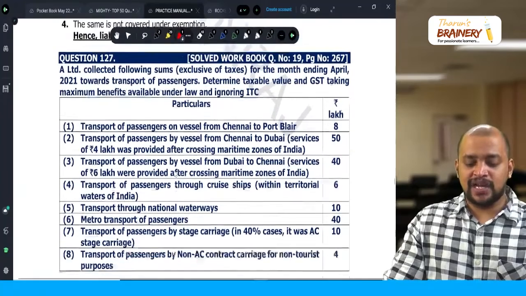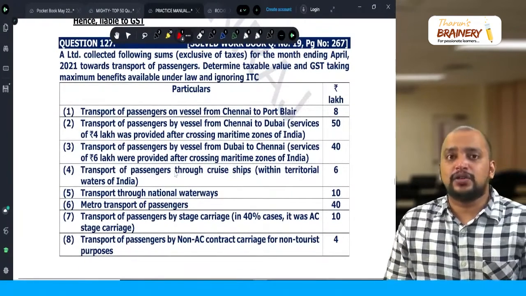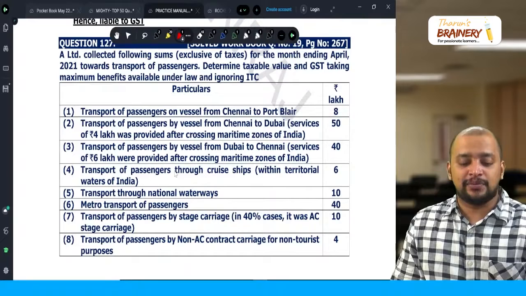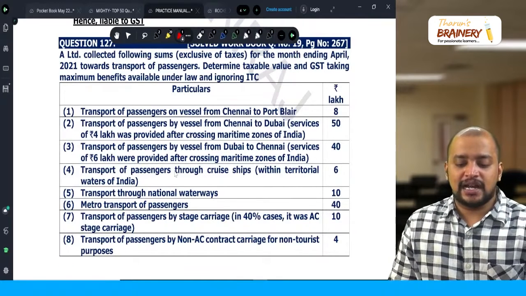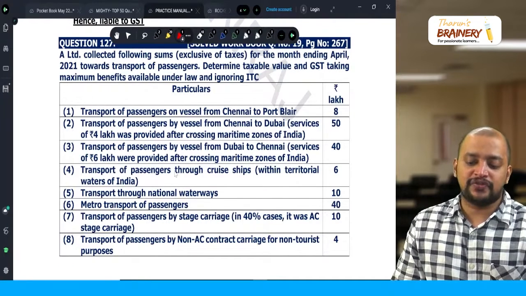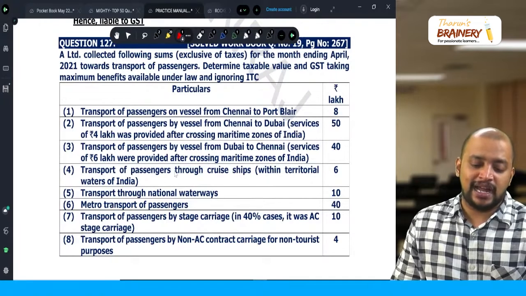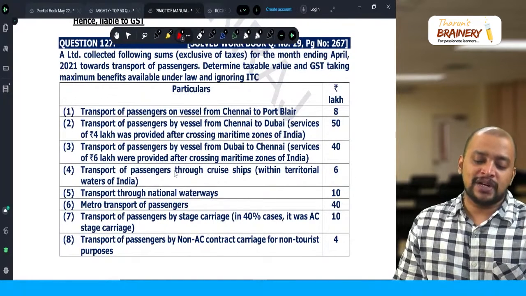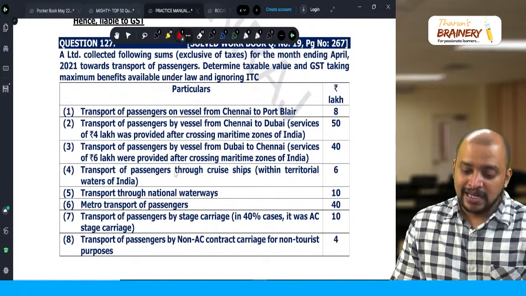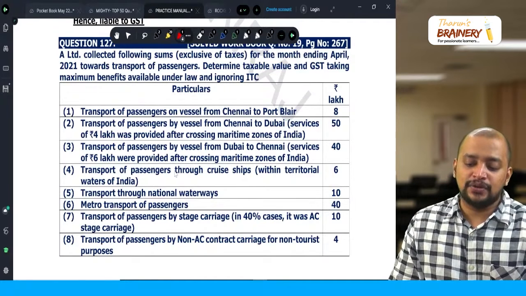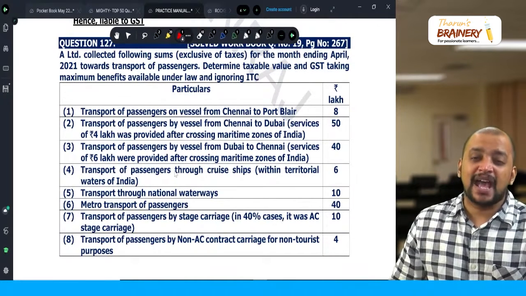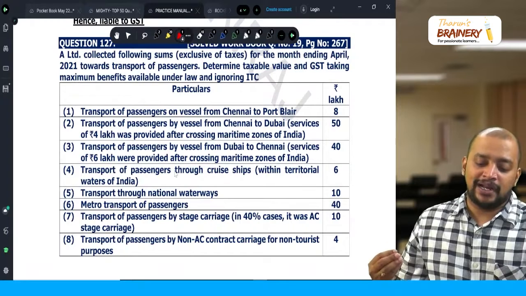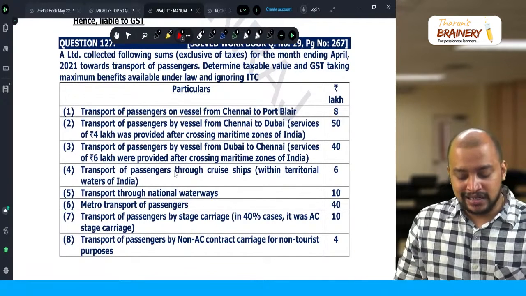Question number 127. This is related to transportation sector exemption. A Limited collected the following sums, exclusive of taxes, for the month ending April 2021 towards transportation of passengers. Determine taxable value and GST, taking maximum benefits available under law and ignoring ITC.